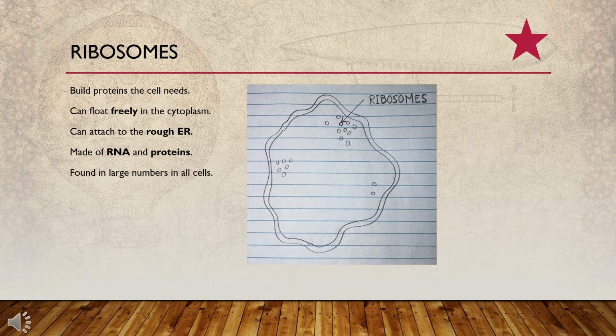The ribosomes are responsible for building proteins that the cell needs. Proteins are important for things such as growth and repair and everyday cell functions. Ribosomes can float freely in the cytoplasm, or they can attach to the rough endoplasmic reticulum, also known as the rough ER. They are made of RNA and proteins and are found in large numbers in all cells. This leads into the next organelle, the endoplasmic reticulum, also known as the ER.